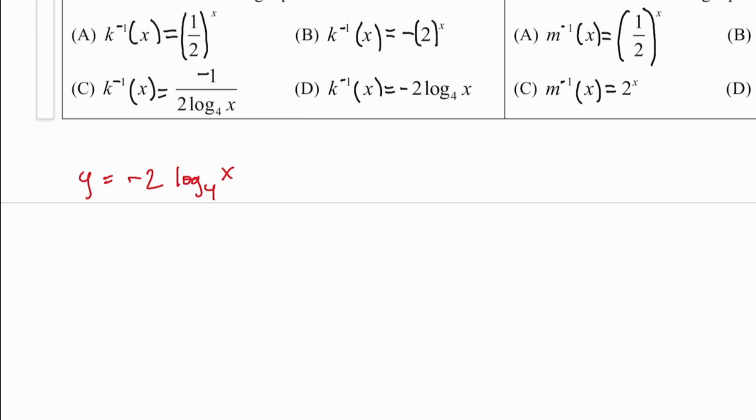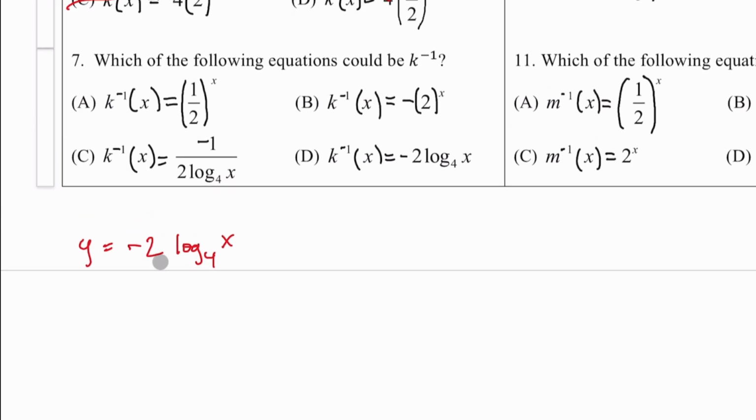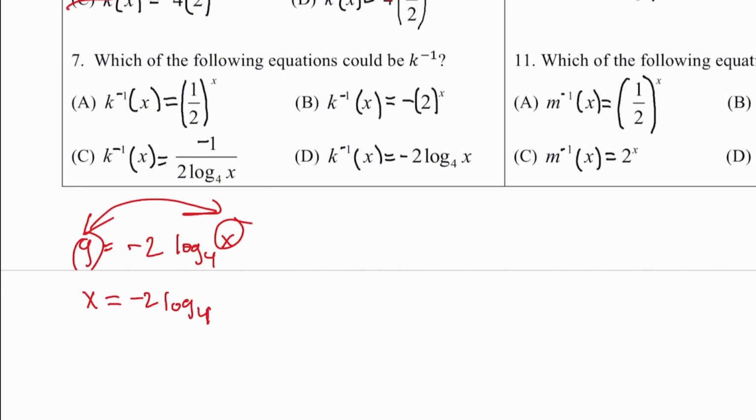So that's our equation. I just replaced k of x with y because that's basically y, right? And we know we're replacing x and y, so we need to do that. Now we can replace the x and y. X is equal to negative 2 log 4 times y right here.